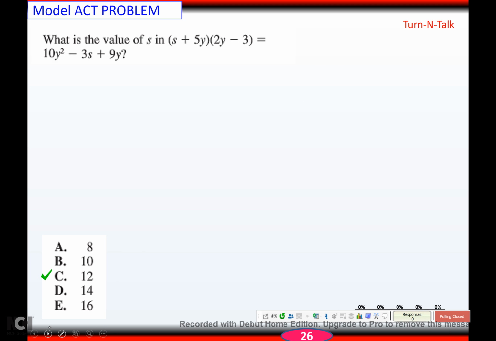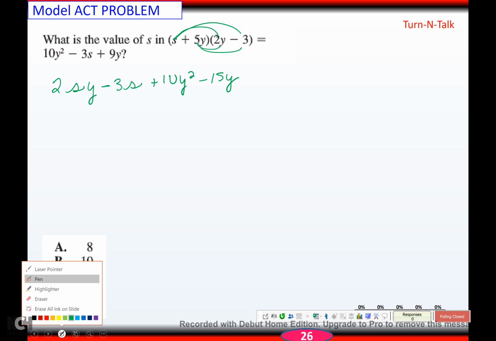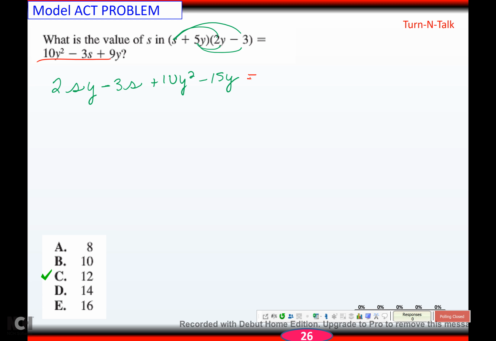Alright, it says, what is the value of s in this mess? Well, let's simplify this side. S times 2y is going to be 2sy. S times negative 3 is going to be negative 3s. Positive 5 times 2y is positive 10y squared. Positive 5y times negative 3 is negative 15y. And that says that it's equal to this mess, which there's no simplifying to do. So just write it, 10y squared minus 3s plus 9y.